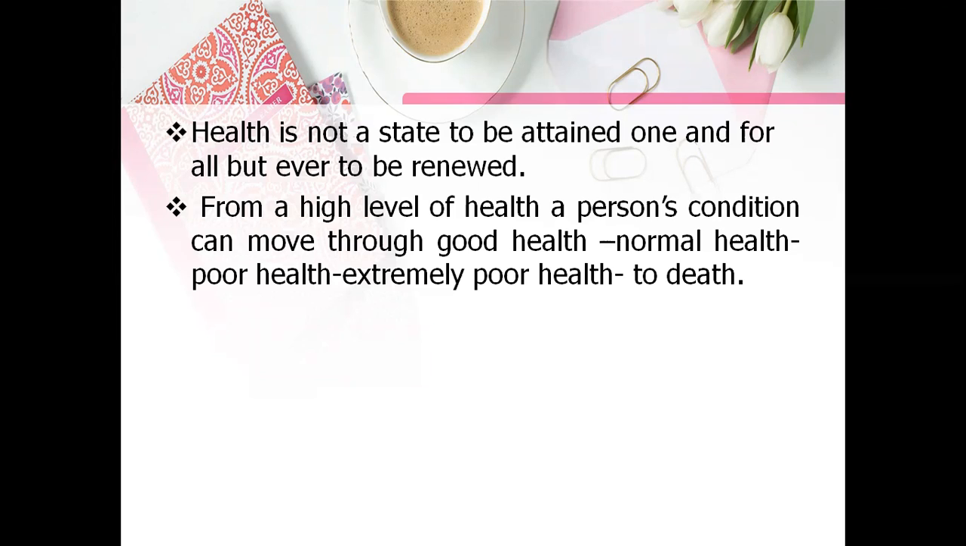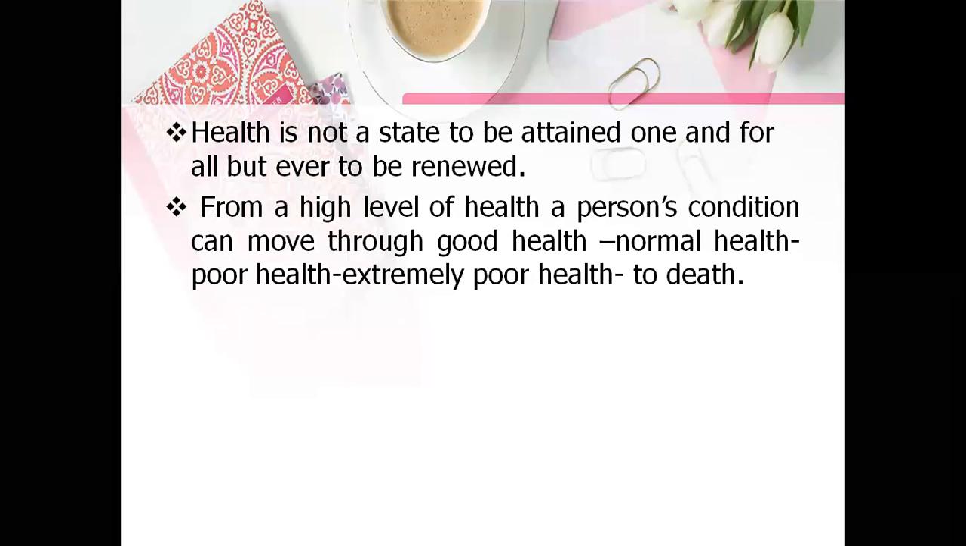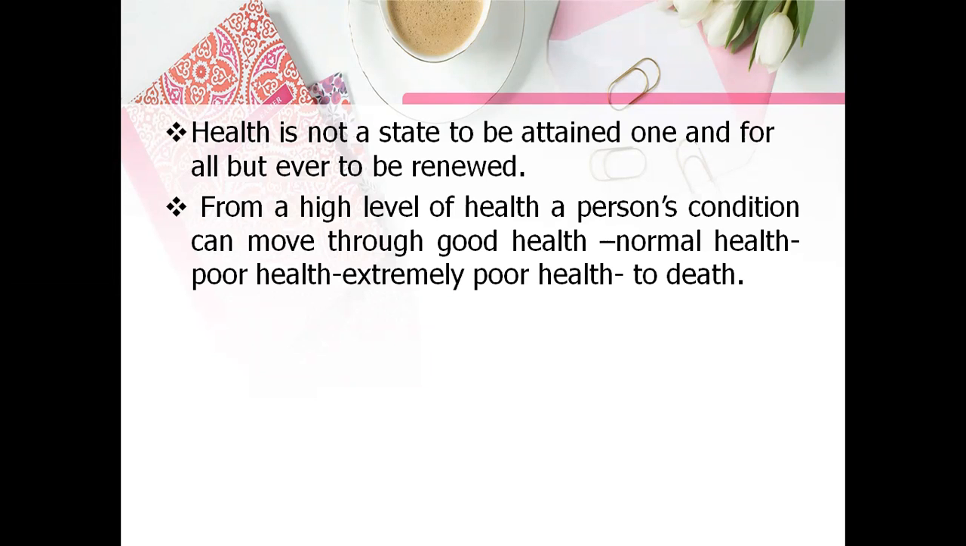And from a high level of health, a person's condition can move through good health. Yes, I've already shown you in the diagram. So first we might have normal health, then good health, then it can move to poor health. If you're not maintaining your lifestyle, your diet, you might have poor health, then extremely poor health, then automatically the last point, that is death. This continuum says that a person's life is always rotating between those two endpoints.